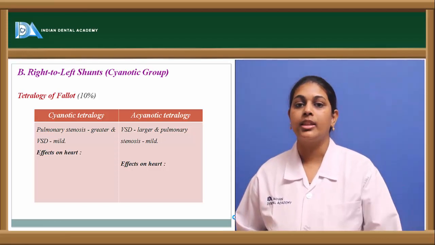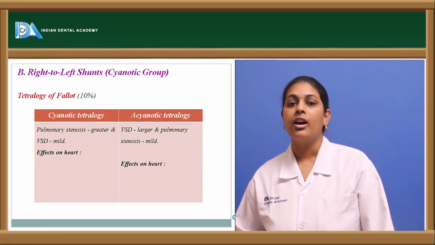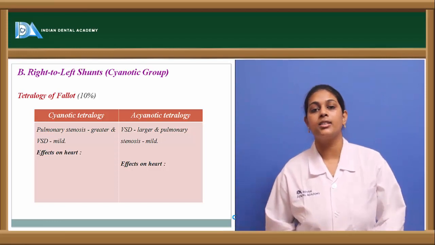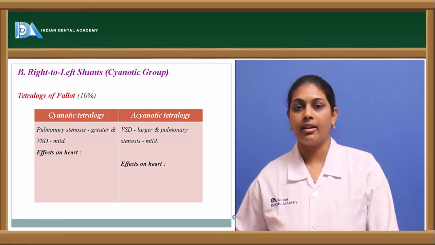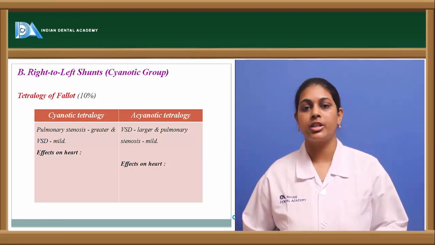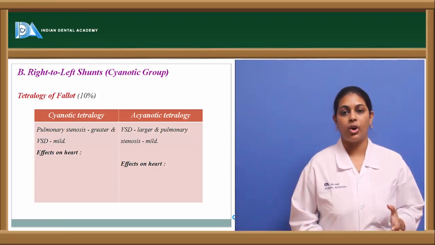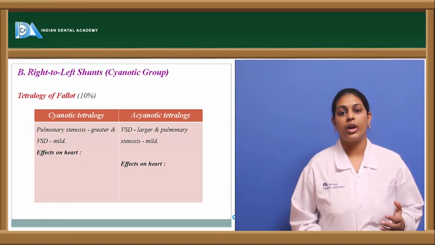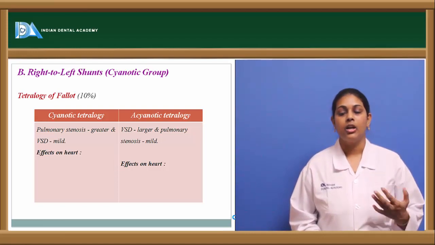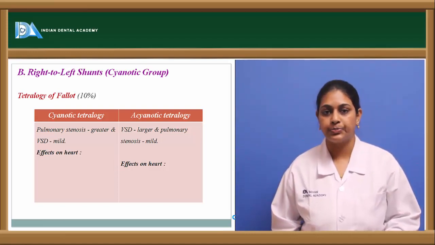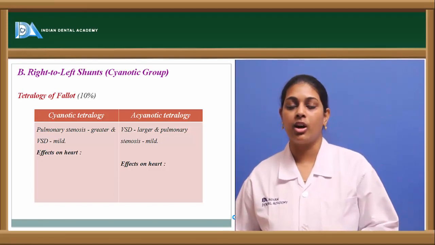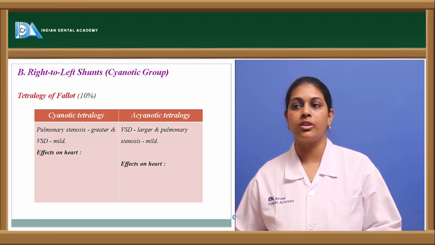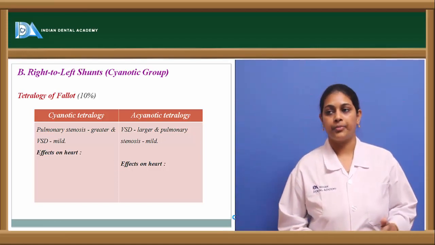Usually in the acyanotic tetralogy, the ventricular septal defect, unlike that of the cyanotic, is larger and the pulmonary stenosis is mild. So this is what we see in the cyanotic tetralogy and the acyanotic tetralogy. This can also affect the tricuspid valve, which shows an effect on the heart, as well as the aortic orifice. There are changes in the orifice of the aorta also because of this tetralogy of Fallot.